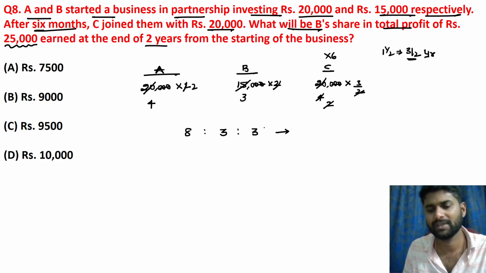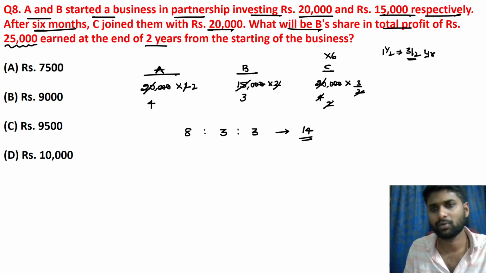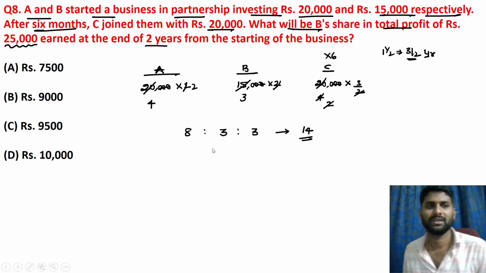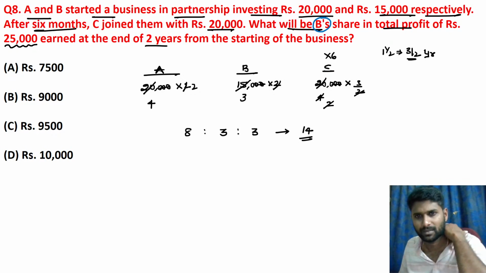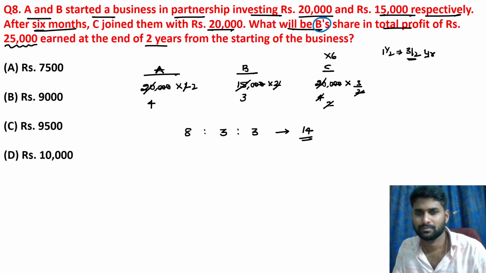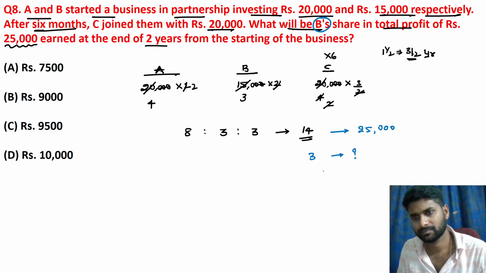Then we understand one piece of information. There are 14 units. If there are 14 units of profit, those 14 units are distributed among A, B, C in the ratio 8 is to 3 is to 3. Here the total profit is 25,000. Then what is the value of B's share? You have to identify what the B share is. So here 14 units is exactly equal to 25,000 rupees. Now you have to identify what is the value of 3 units.